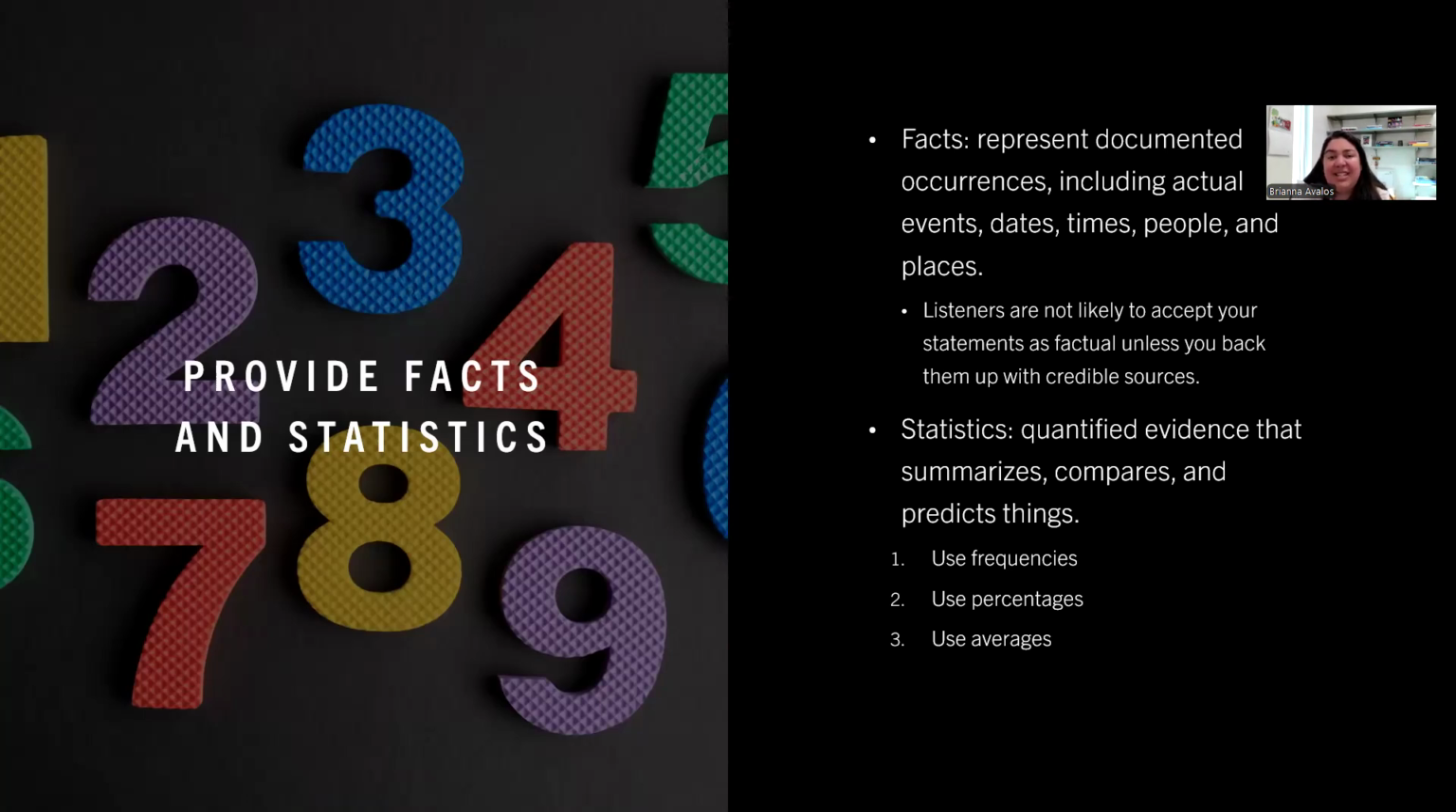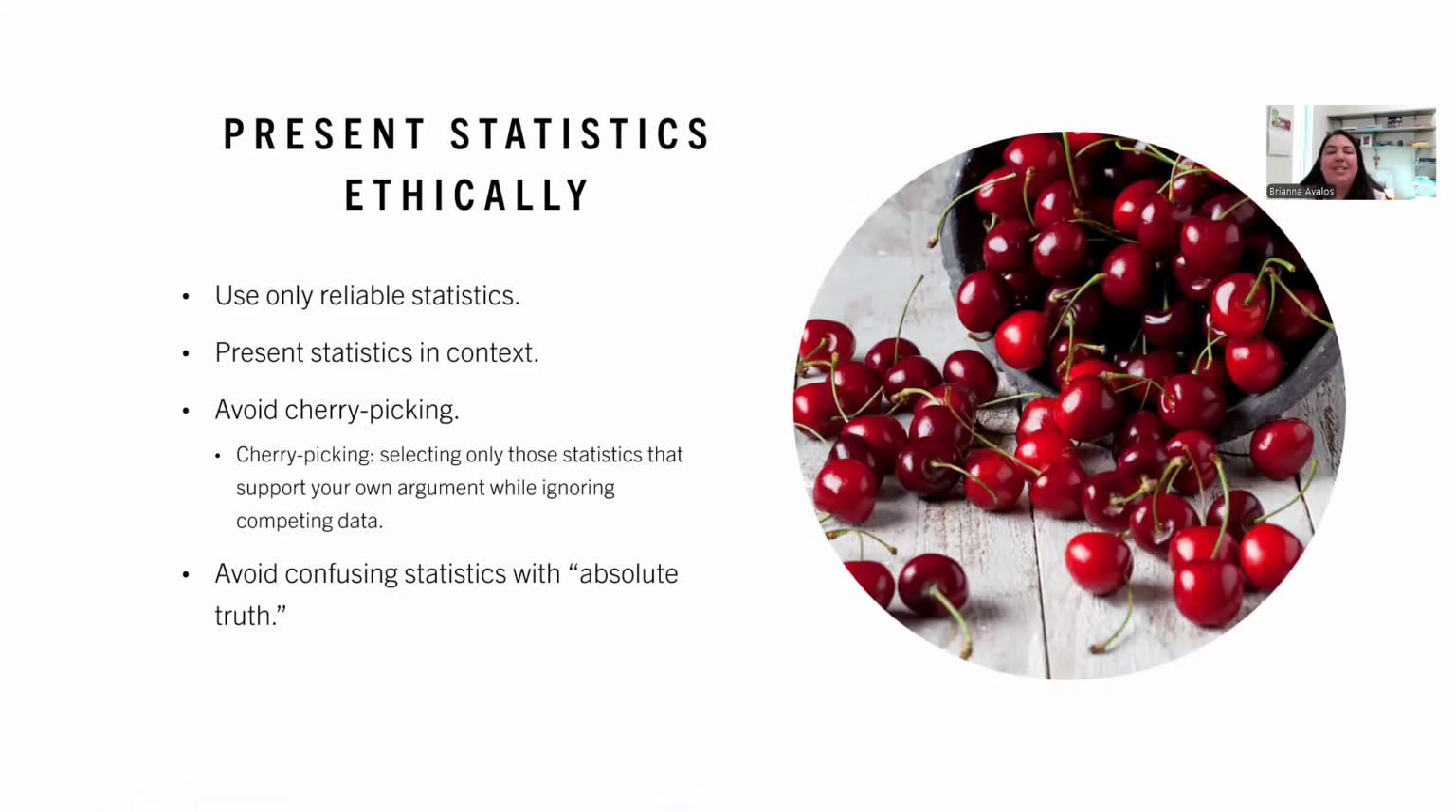Now, for using statistics, I think that this is a great way to do this, especially for this class and especially for this speech. But having that quantified evidence, trying to summarize, maybe comparing things. So we can use frequencies of how often something happens, the percentages of what this looks like in our world, and then the averages of like typically what does this look like. It's really amazing how if you do some research, you can find statistics on whatever topic it is that you're going to pick. Now, the last thing I want to talk to you about though is presenting your statistics ethically.